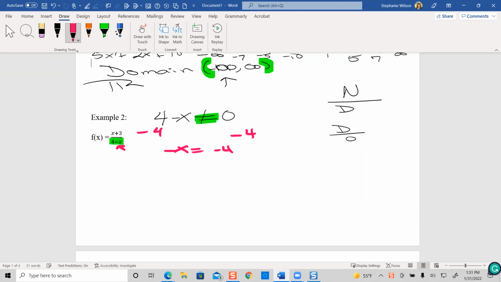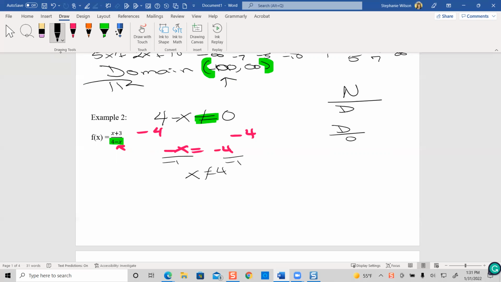However, the coefficient on x has to be a positive 1. It cannot be a negative 1. So I'm going to divide by -1, and I get +4. So either way we go, we came out with the same answer. Both options are correct.